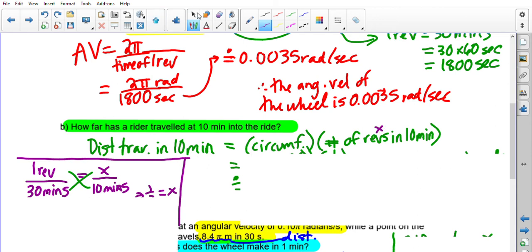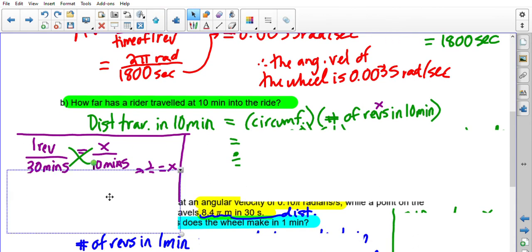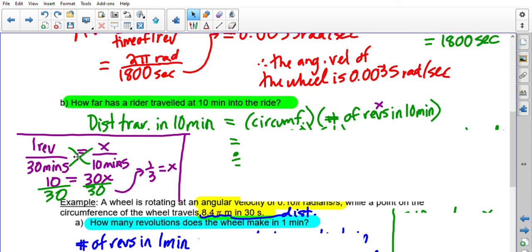To solve this, you cross multiply. So you get 10 equals 30x. You divide by 30 and you get x equals 1 over 3. So that means in 10 minutes, it only covers 1/3 of a revolution. So it's obviously moving slowly. It hasn't even completed a full revolution yet.